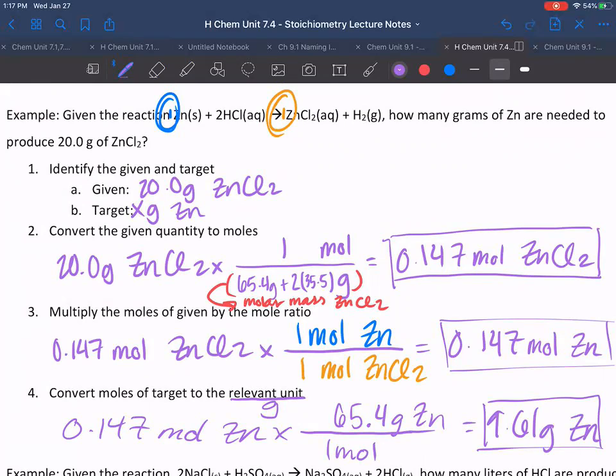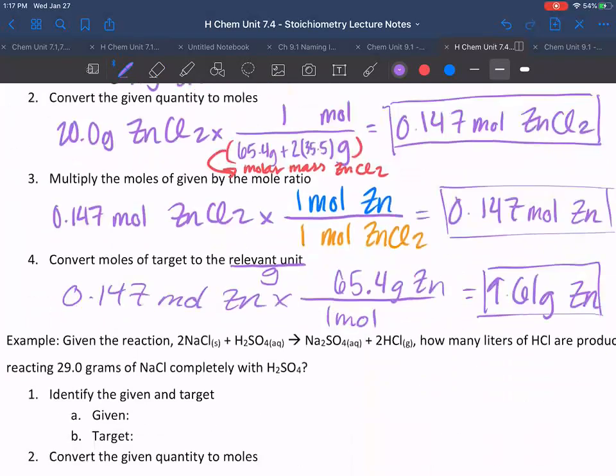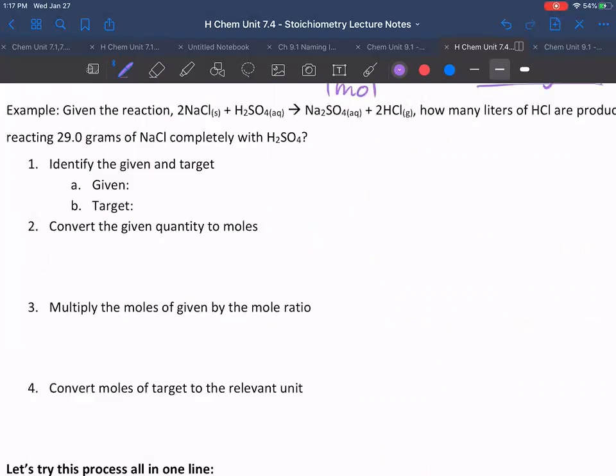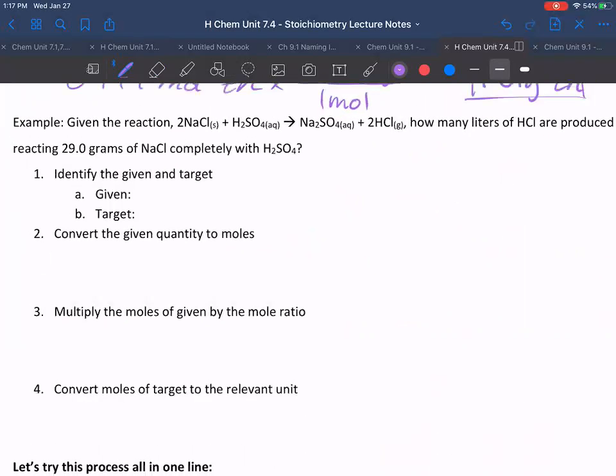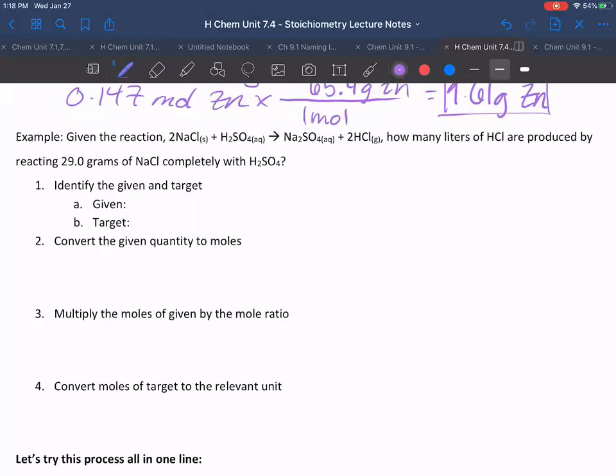Okay. Any questions on this process? Or do another practice here. Okay, so the next one is talking about sodium chloride and sulfuric acid. How many liters of hydrochloric acid are produced from reacting 29 grams of sodium chloride? So what's given to us? 29 grams. And what does it want to know? Liters of HCl.